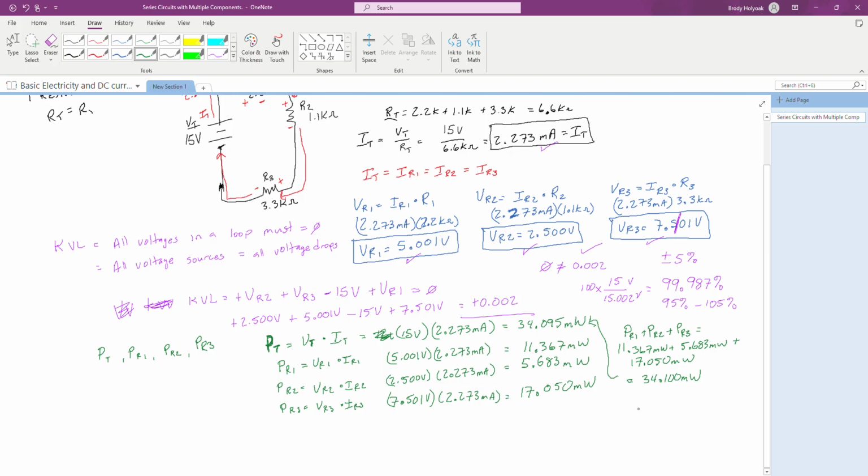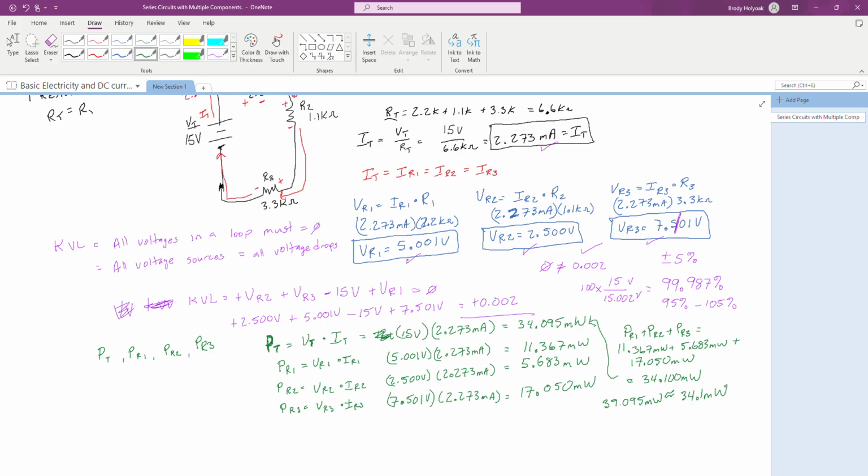If I compare that to my total value, my values are slightly off, but we get back to the rounding issue. My 34.095 milliwatts is, for all practical purposes, the same as my 34.1 milliwatts. Again, we're looking at rounding issues. This is 0.005 milliwatts off. And if we're worried about 0.005 milliwatts, our tolerances might be too tight.